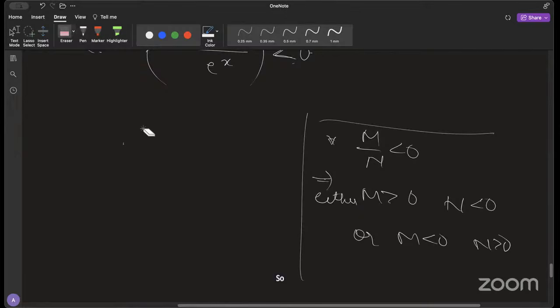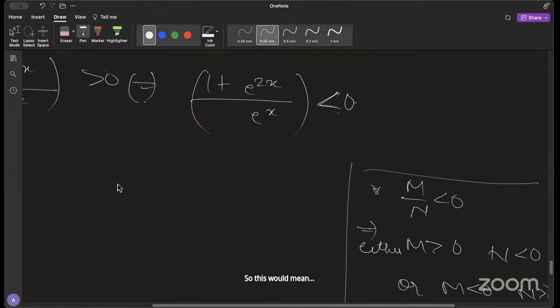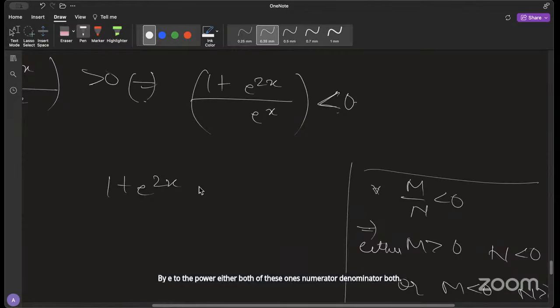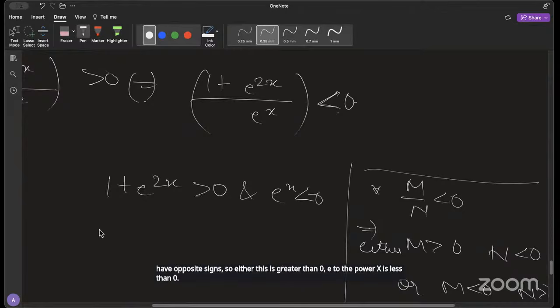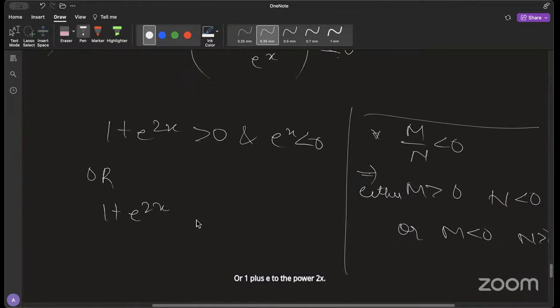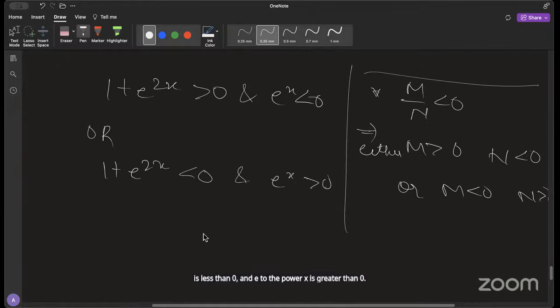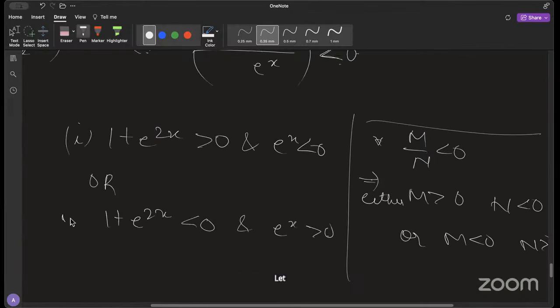So this would mean either 1 plus e to the power 2x by e to the power x, numerator and denominator, both have opposite signs. So either 1 plus e to the power 2x is greater than 0 and e to the power x is less than 0, or 1 plus e to the power 2x is less than 0 and e to the power x is greater than 0. So let's take this first case, and then the second case.